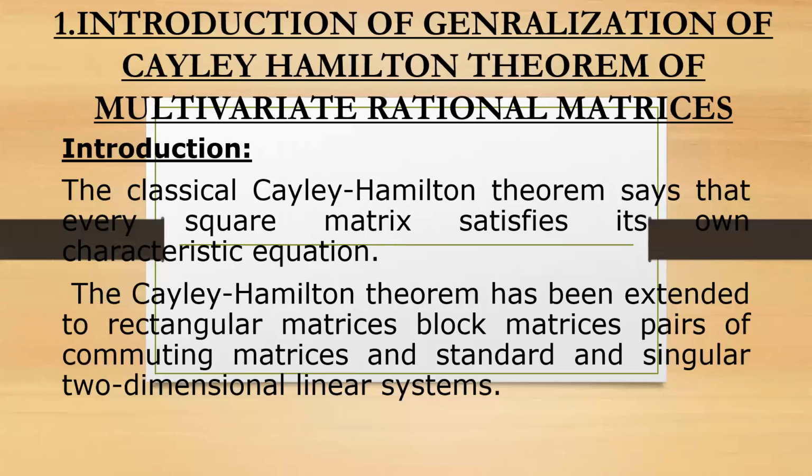The first subtopic is Introduction of Generalization of Cayley-Hamilton Theorem of Multivariate Rational Matrices. Introduction. The classical Cayley-Hamilton theorem says that every square matrix satisfies its own characteristic equation. The Cayley-Hamilton theorem has been extended to rectangular matrices, block matrices, pairs of commuting matrices, and standard and singular two-dimensional linear systems.